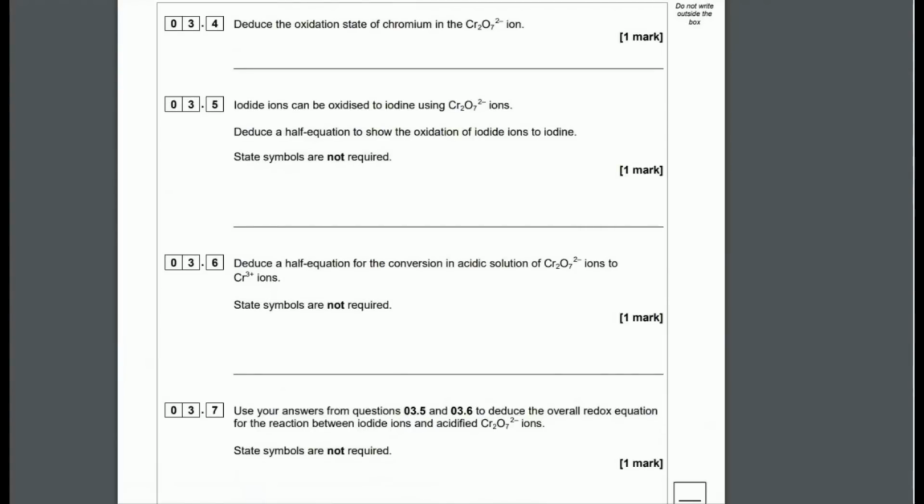Okay, this is an A-level chemistry question on redox equations. So first of all, 3.4, deduce the oxidation state of the chromium ion in Cr2O7 2-. So first of all, how do you work out the oxidation state? You just always assume that oxygen is -2. There's only one time when it isn't, when it's with fluorine. Other than that, it will always be -2.